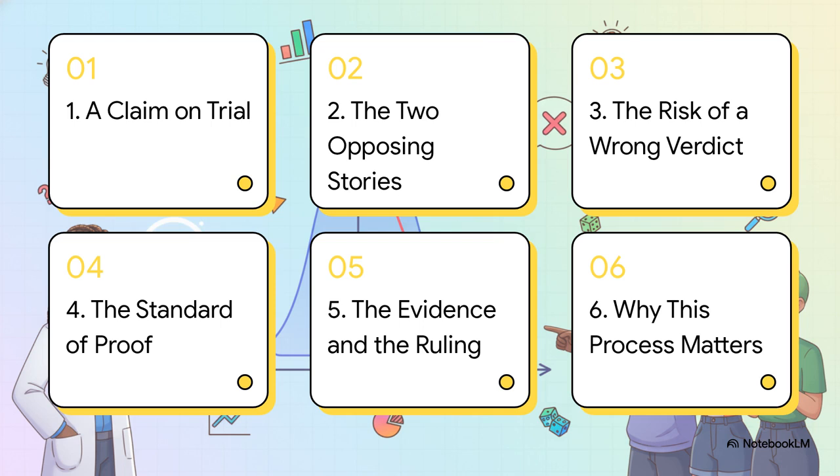And here's our game plan for this explainer. We're going to treat this whole thing like a courtroom drama. First, we'll put the claim on trial. Then we'll hear from the two opposing stories. We'll have to consider the risk of a wrong verdict, and because of that, we'll set a standard of proof. After that, we'll finally look at the evidence and issue a ruling. And lastly, we'll talk about why this whole process matters so much.